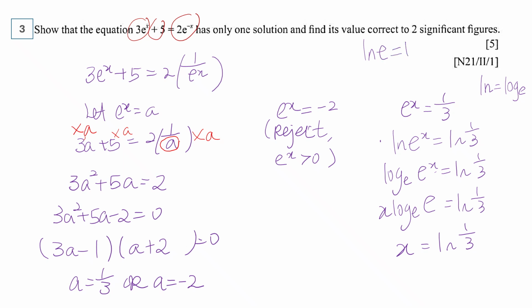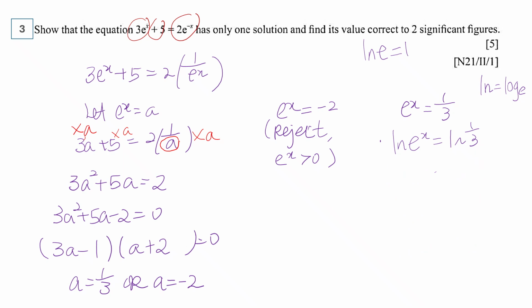Okay, so to cut short all this explanation, from this step here, just bring your power to the front. You get x ln e. So x will be just ln 1/3, which if you use your calculator to work it out, that gives you negative 1.1 to 2 significant figures. Okay, and it has only one solution.